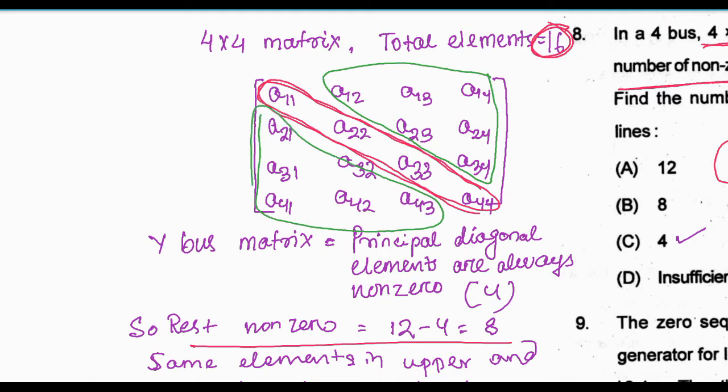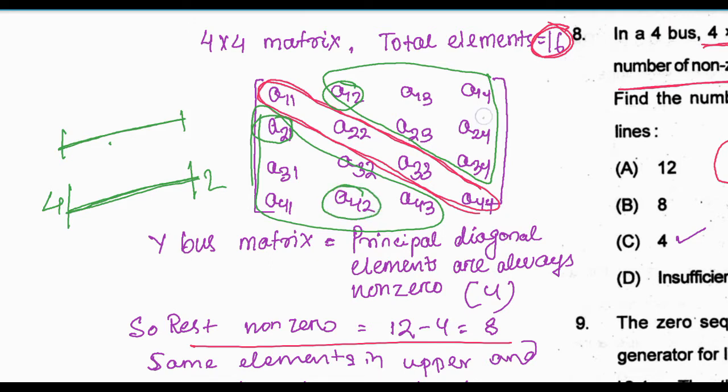That means the connections: suppose there is a connection between bus 1 and 2, then this value will be non-zero, and this value will be non-zero. Suppose there is a connection between bus 4 and bus 2, then the values A42 and A24 will be non-zero. So we have to divide the remaining non-zero elements into 2 parts, so that we can find the number of transmission lines, that is, the number of connections.